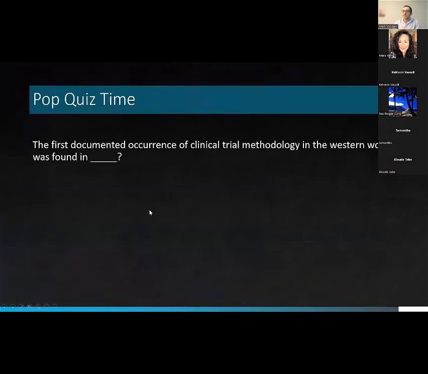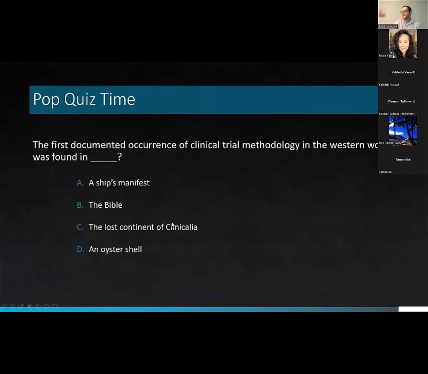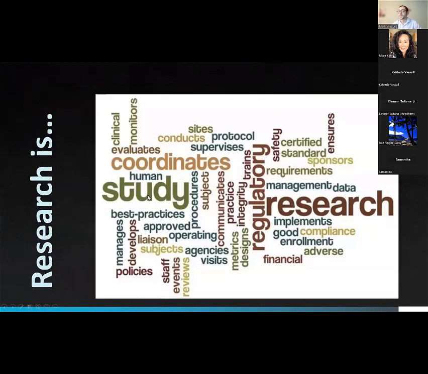It won't really be a pop quiz. But the first documented occurrence of the clinical trial methodology in the Western world was found in, if anybody wants to just shout the answers, that would be cool. Any answer? Oyster shell. It is the Bible. Thank you for that. Oyster shell was a close second, but it was the Bible. So there was a book of Daniel from the Old Testament, and he was comparing a vegetarian meal with a Babylonian meal, and that's how that came. So this slide just depicts how involved research is.